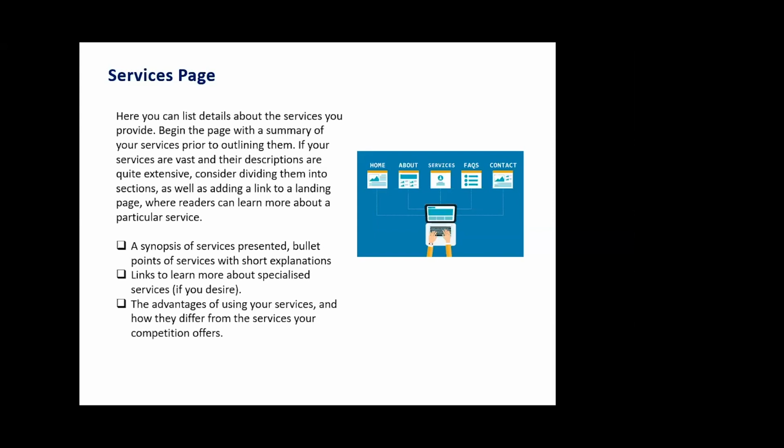They need more information. So in essence, you should cater for both of those two user experiences. I can go to the services page, I can get the snapshot or the shorthand, then I can click through to the detailed explanation if I need that information. So again, the advantages of using your services and how they differ from the services of your competition.